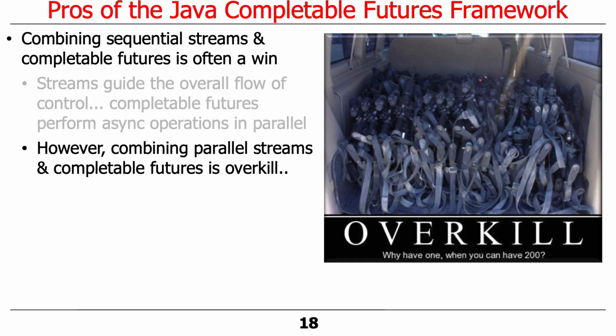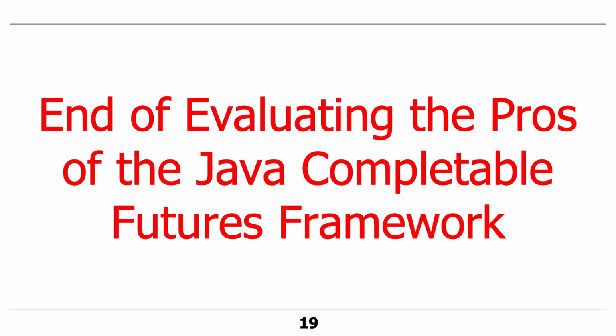However, having parallel streams in completable futures is probably overkill. It really doesn't give you a win. It's just too much parallelism for its own good, and those things in some sense would conflict with each other, so why bother? Okay, so that's an overview of the benefits of completable futures.